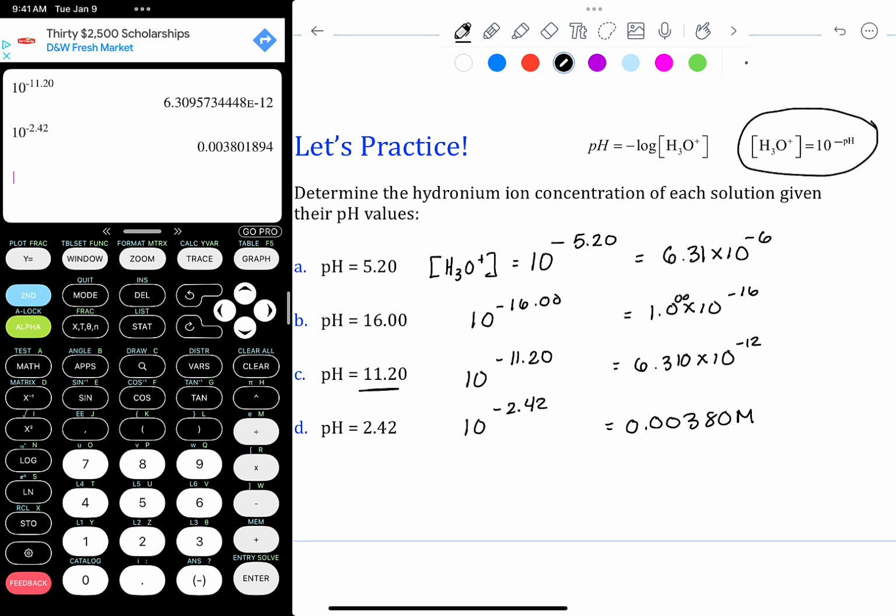So we get 0.00380 molar. These should all have units of molarity because we're solving for the concentration. Remember, square brackets mean concentration. We're determining the hydronium ion concentration, so these are all concentrations. Yes, we can get units from this dimensionless quantity because that's how pH works. So we can get these in molarity.